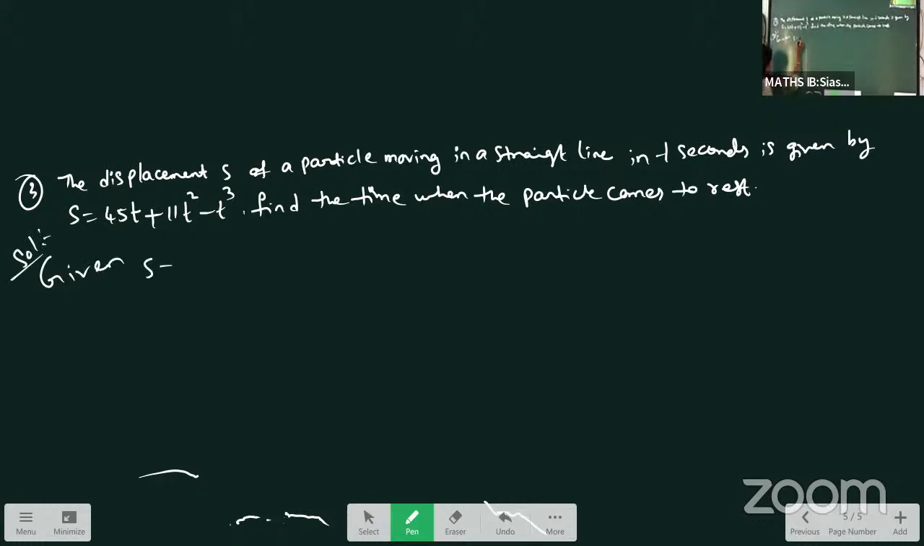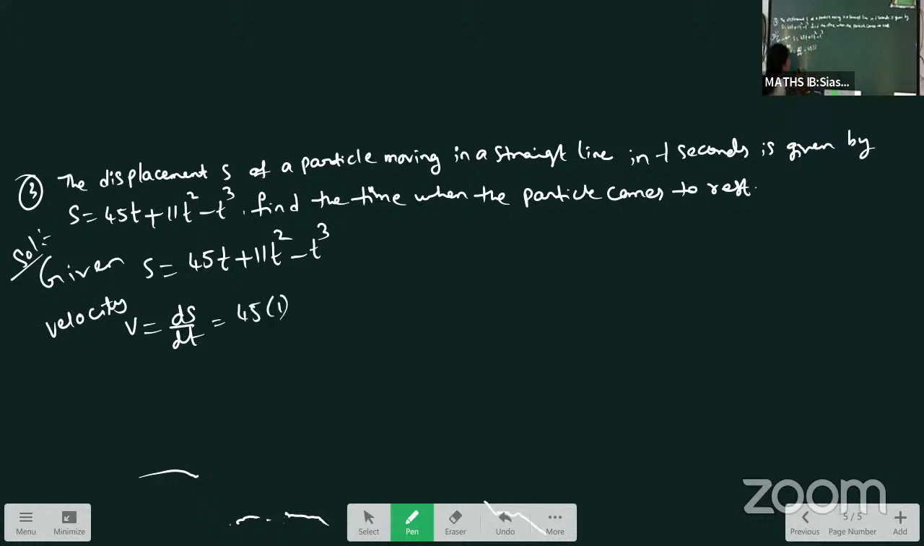So here the solution. S is equals to 45t plus 11t square minus t cube. So find velocity first. Velocity v is equals to ds by dt. So 45 into t derivative 1, plus 11 into t square derivative 2t, minus t cube derivative 3t square. So 45 plus 22t minus 3t square.